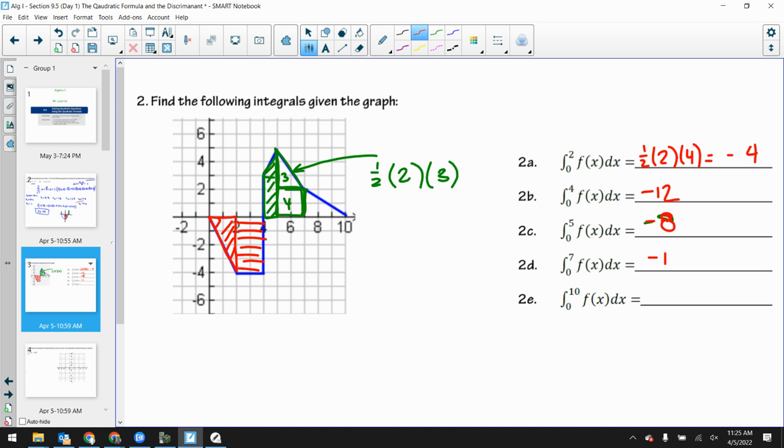Plus an additional 7 units, which gets me to -1. And now we go all the way to 10. Okay, so we've gotten all this stuff now. So I've got one more triangle to add on. That looks like it's 1/2, same thing there, right? Base of 3, height of 2 now. So an additional 3 units. Looks like I should end with a +2.